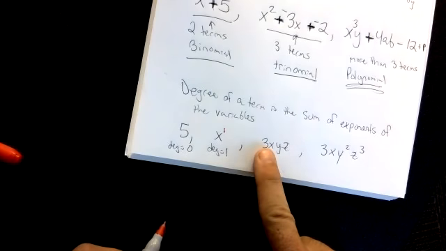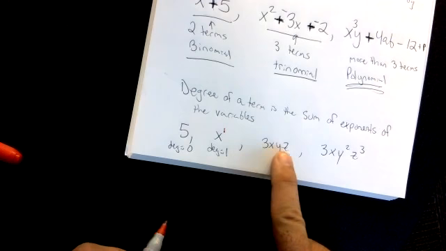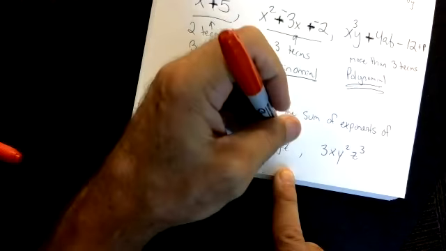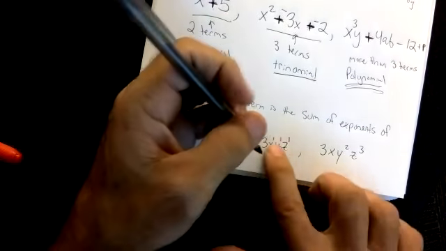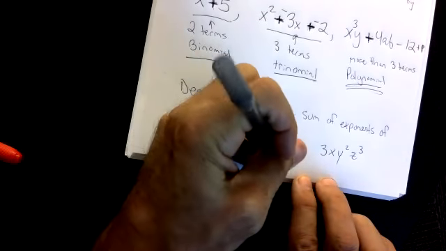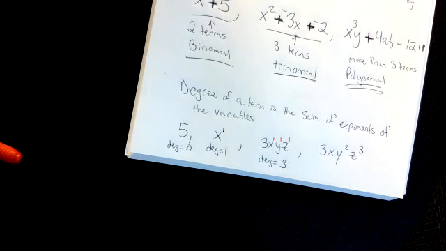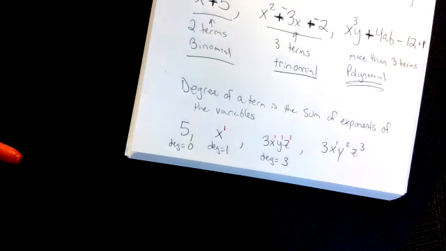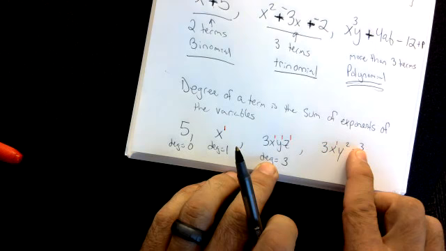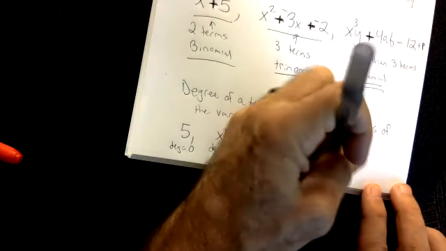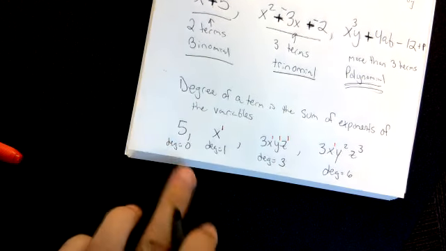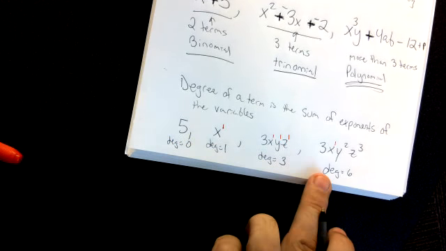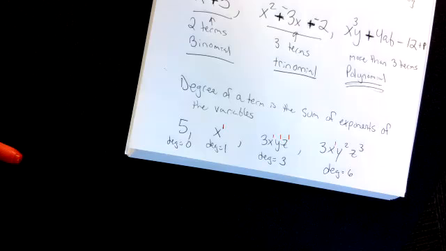Okay, so same thing, the 3, we're not worried about the exponent of that, but of the variables x and y and z. So the x has an exponent of 1, the y has an exponent of 1, and so does the z. So if we add those together, this term has a degree of 3. And then same thing, this x has an exponent of 1. So if we take the sum of the exponents, 1 plus 2 is 3, plus 3 is 6, then this term has a degree of 6. So each term will have its own degree.